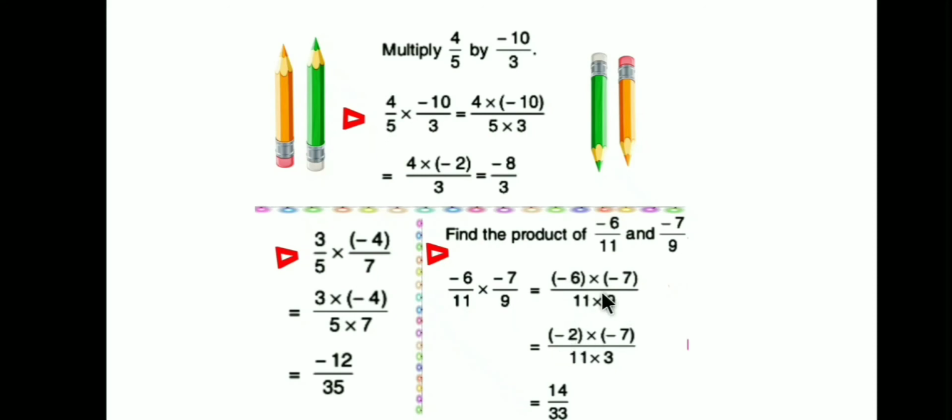Now we have common factors between 6 and 9. We will cancel the common factors between them. 3 minus 2s are minus 6 and 3 3s are 9. We will cancel the common factors and then multiply the remaining numbers. Minus 2 into minus 7 is equal to plus 14, and 11 3s are 33. So minus 6 upon 11 into minus 7 upon 9 is 14 upon 33.